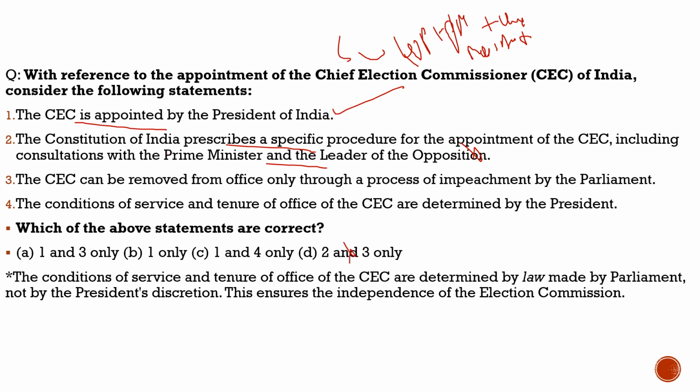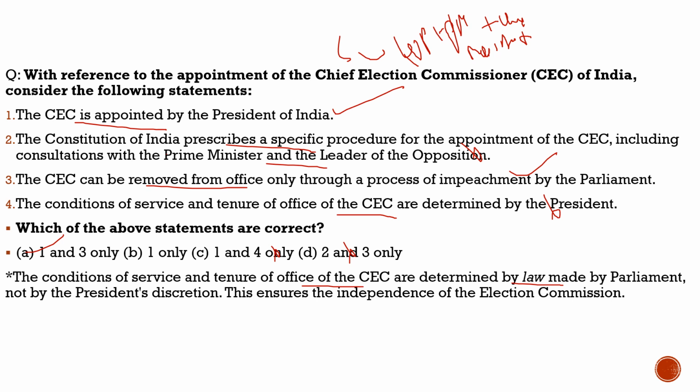The third statement says the chief election commissioner can be removed from office only through a process of impeachment by the president. Correct. Fourth statement: the condition of service and tenure of office of the chief election commissioner are determined by the president. No, it is not determined by the president, but by the law made by the parliament. So the fourth statement is also incorrect. What are we left with? We are left with statements 1 and 3, and the correct option would be option A. Statement 1 is correct and statement 3 is correct.